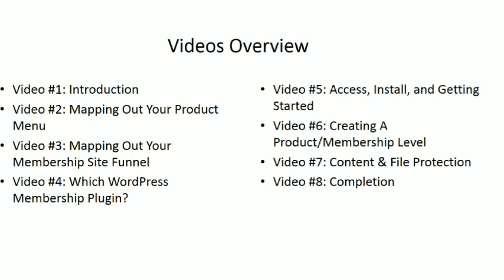And then, of course, video number 4, we're going to talk about different types of WordPress membership plugins that are available to you so that you can pick and choose which one is going to be compatible with what you're trying to achieve. Video number 5, we're going to talk about accessing it, installing it, and getting started. Video number 6, we're going to talk about creating a product or membership level, because you have different levels depending on different scenarios where somebody is. Maybe they bought certain things, maybe somebody bought some more, and you need to segment them into different levels.